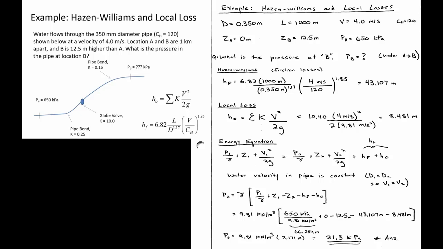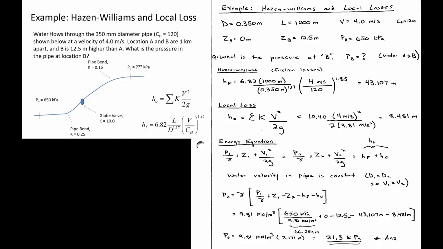So we rearrange the energy equation, and you can see that having solved the Hazen-Williams equation for pipe friction losses, we get that 43.107 meters is the amount of friction losses.